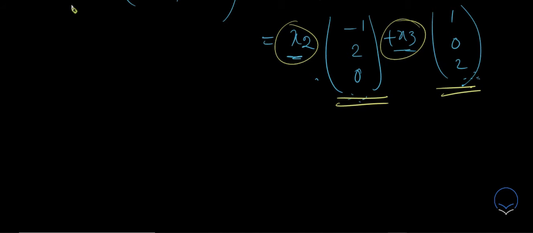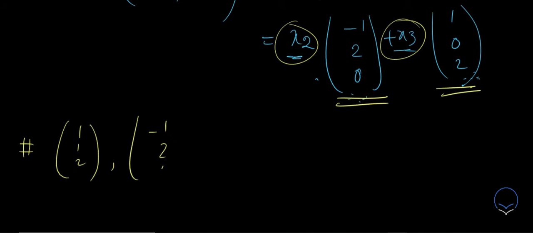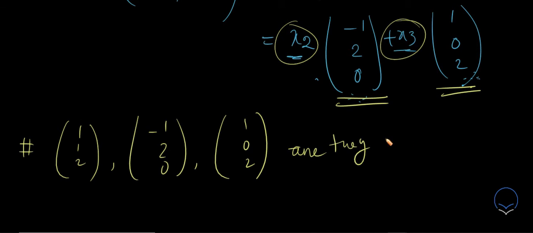Before we say that these are our 3 eigenvectors for this 3 by 3 matrix, we need to check whether these 3 vectors, that is 1 1 2, -1 2 0, and 1 0 2, are linearly independent. That's the question we ask, because the solutions of the differential equation should be linearly independent.